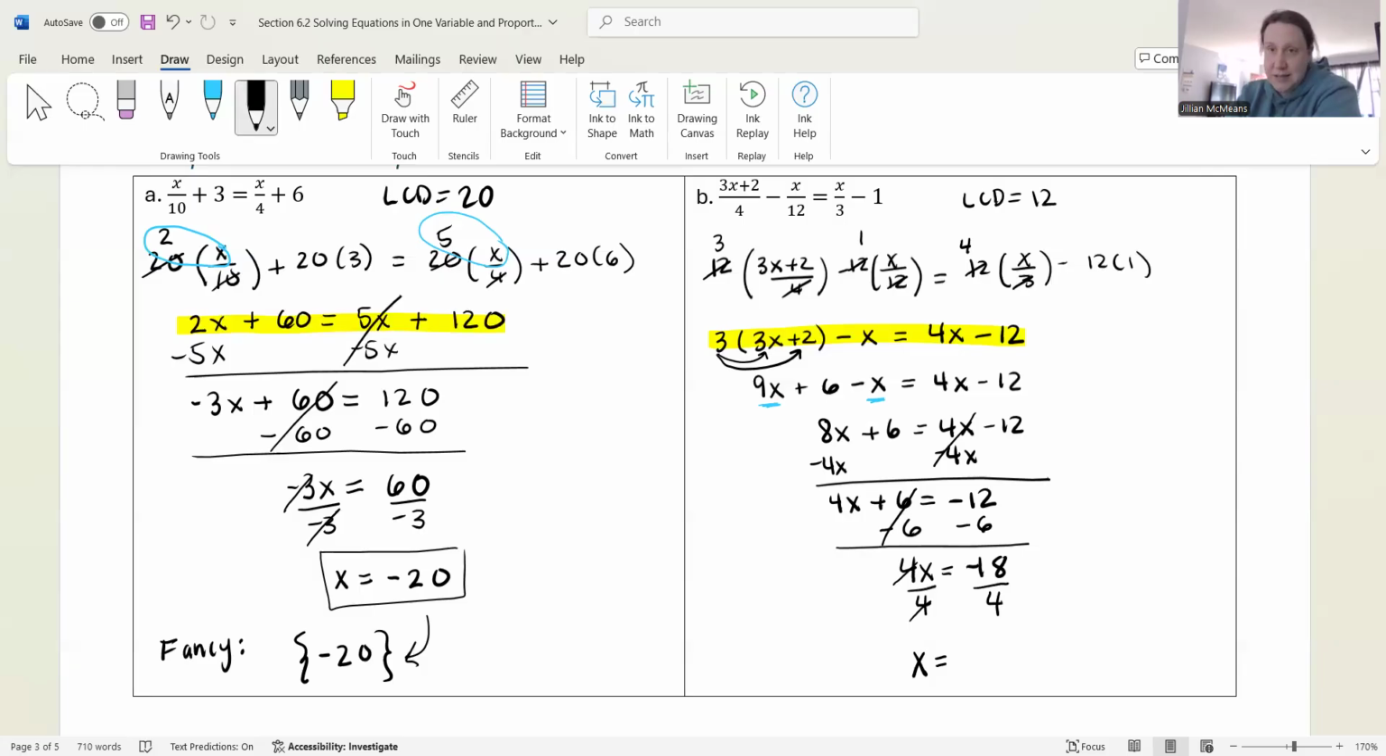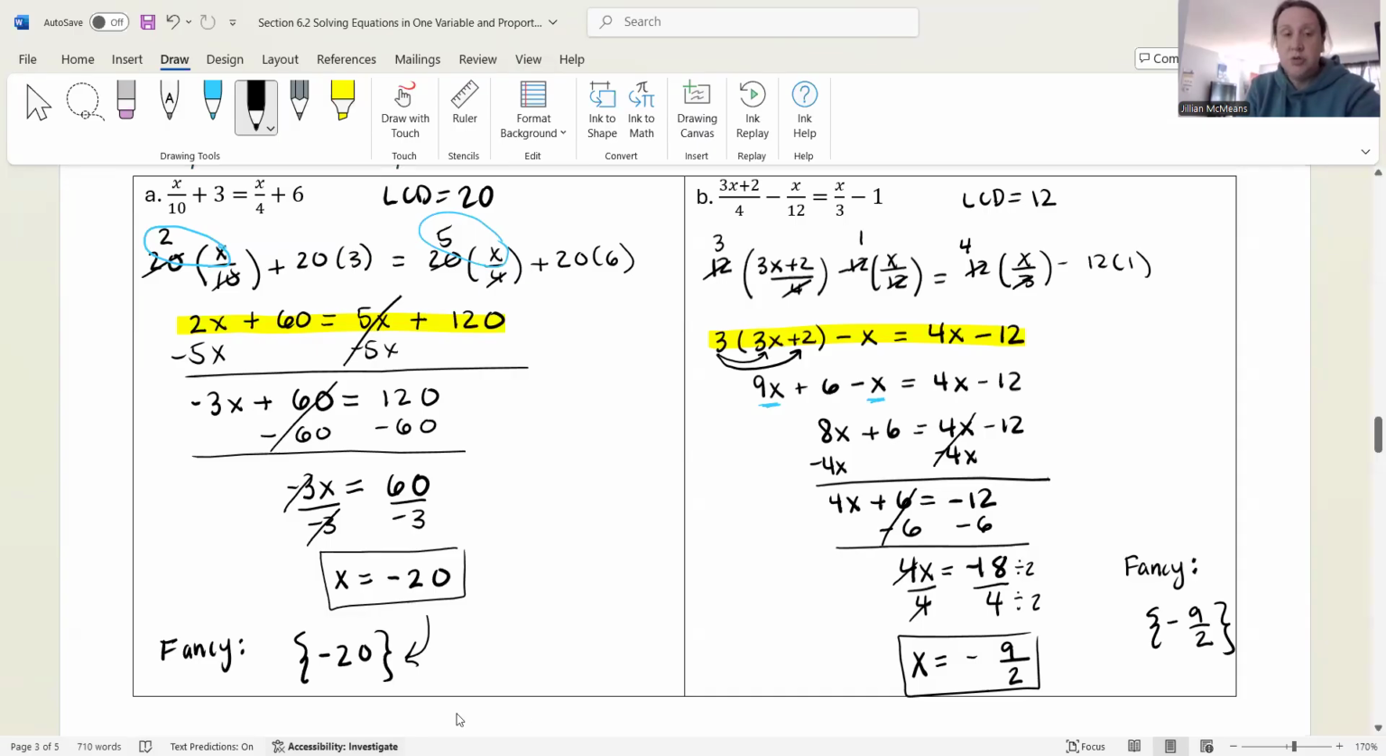So we have negative 18 divided by 4. This will definitely reduce. Both of those numbers are even, so we're going to divide them by 2. Negative 18 divided by 2 is negative 9. 4 divided by 2 is 2, so this would be my final answer. And if we wanted to make it fancy, we would write it as a set. So we'd write it in set notation. So we would say the solution set contains the value negative 9 over 2, or negative 9 halves. Okay, so just a quick recap.